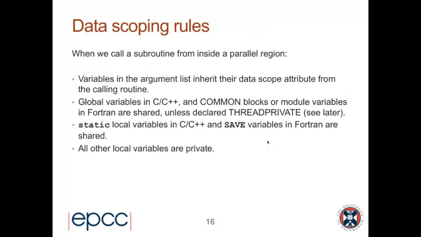If we do this kind of thing, we need some extra rules about data scoping. So what happens with shared and private variables when we call a subroutine from inside a parallel region? That depends on what we do, but there are several rules that apply. Variables in the argument list inherit their data scope attribute from the calling routine. Essentially, if variables are shared in the parallel region and we pass them in, then they will be shared inside. If they are private in the parallel region and we pass them in, then they will also be private inside the routine.